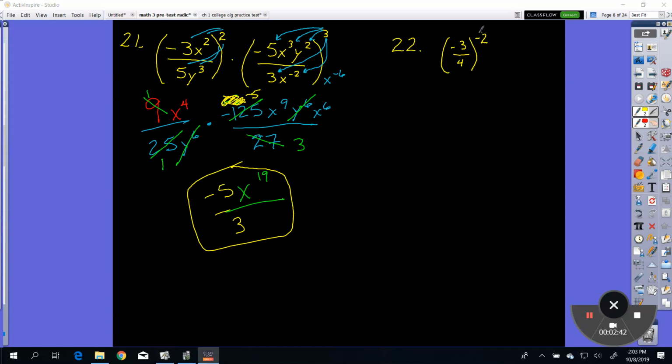So question 22, it has a negative exponent and a negative value on the inside. Realize the only one that flips is the negative exponent. So the negative 2 on the outside makes it turn into 4 over 3, but the 3 is still negative. And now it's not a negative 2 out there, it's just a 2. So now I'm going to square everything. 4 squared is 16. Negative 3 squared, negative 3 times negative 3 is a positive 9.